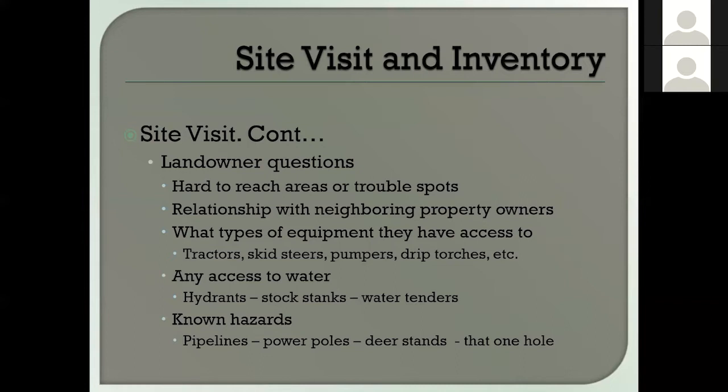Also, what type of equipment they have access to, whether it's tractors or skid steers, do they have any pumpers, drip torches, any kind of equipment like that, because we'll need that for our state statute burn plan as well. Talk about access to water, any kind of stock tanks, hydrants, or water tenders, just to be thinking about that. Water is really important, so having access to those and knowing where those are is important.